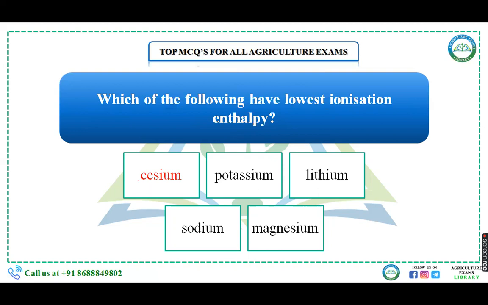Which of the following has the lowest ionization enthalpy? Ionization enthalpy means the minimum amount of energy required to remove an electron from the outermost shell. When you go down the group, the atomic radius or size increases. When size increases, the force of attraction between the nucleus and the electron decreases, and hence a lesser amount of energy is required to remove the outermost electron. Cesium is placed at the bottom of the group, so the right answer will be cesium.